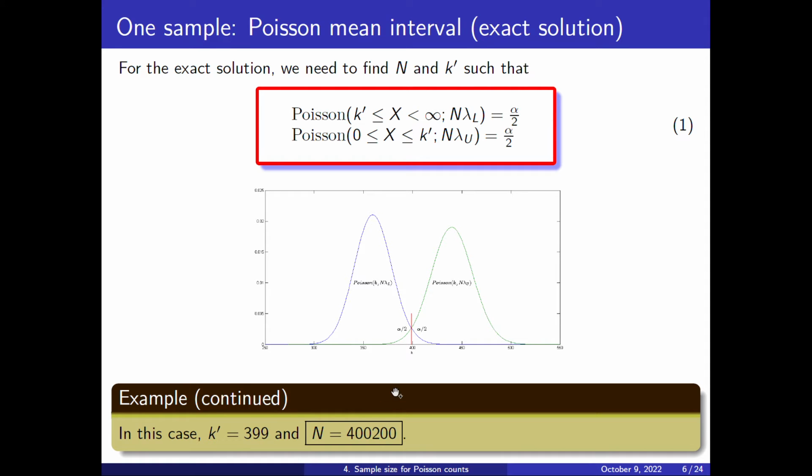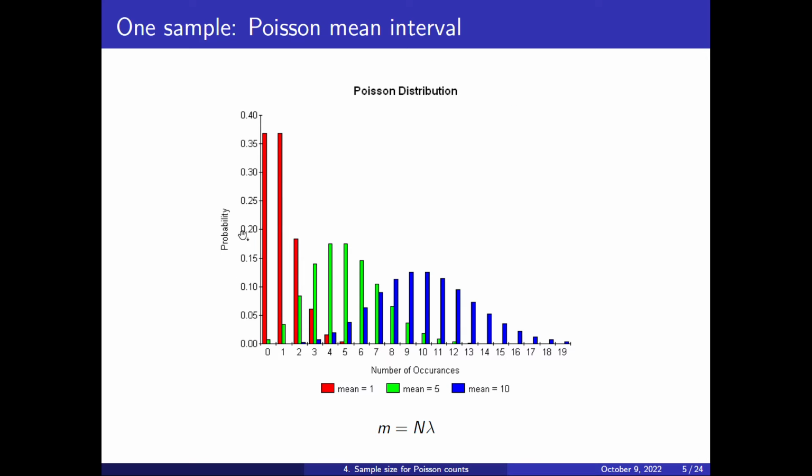So this may look like a lot, but we have to take into account two considerations. The first one is that the events are very rare. In 1,000 people, we will see only one person in the worst case, when lambda is 0.001. And it might be that we don't see anyone. So we would be in this regime where the mean is 1.